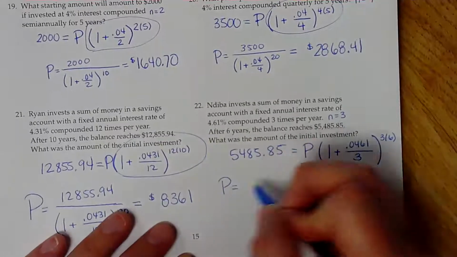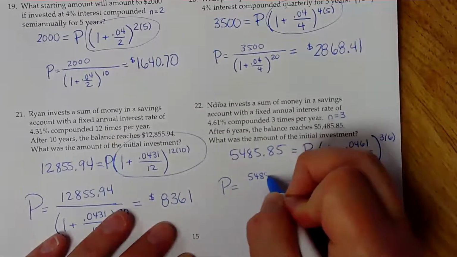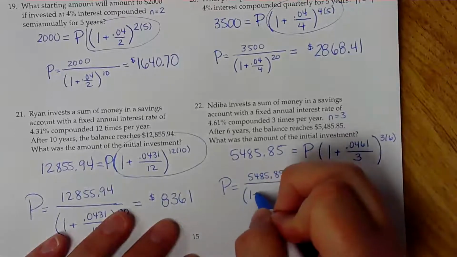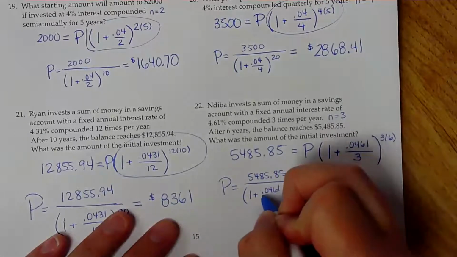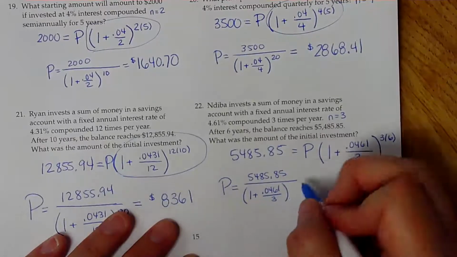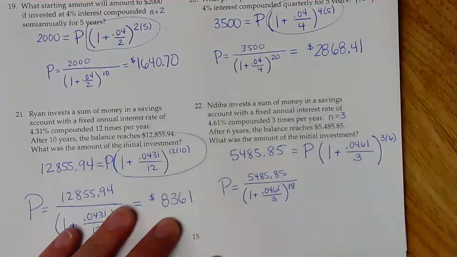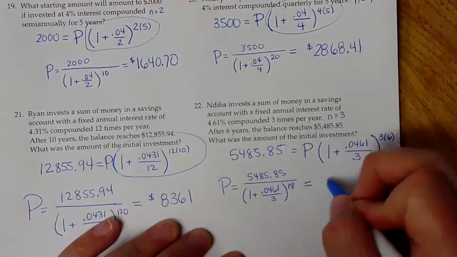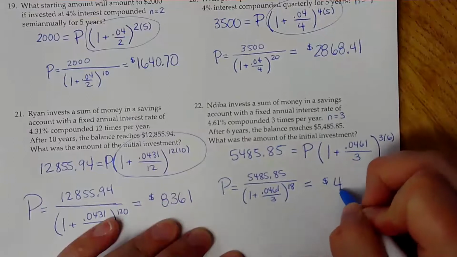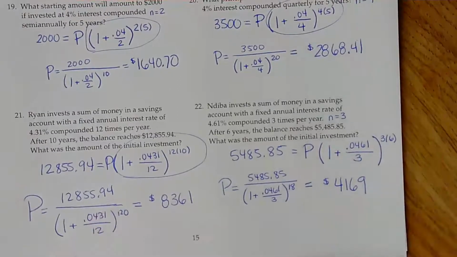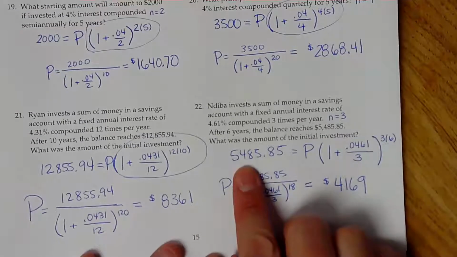So P will be $5,485.85 divided by 1 plus 0.0461 divided by 3 raised to the 18th power there. 6 times 3 is 18. And when I put that in my trusty calculator, I get that I need to put into my account $4,169 to start out with. So that 6 years later, I'll end up with this almost 5,500.